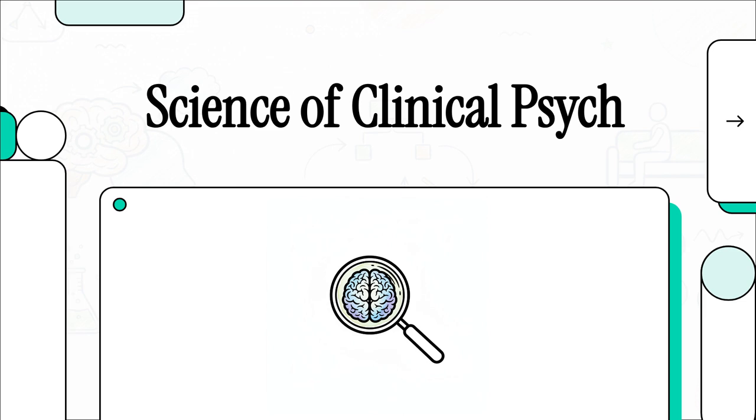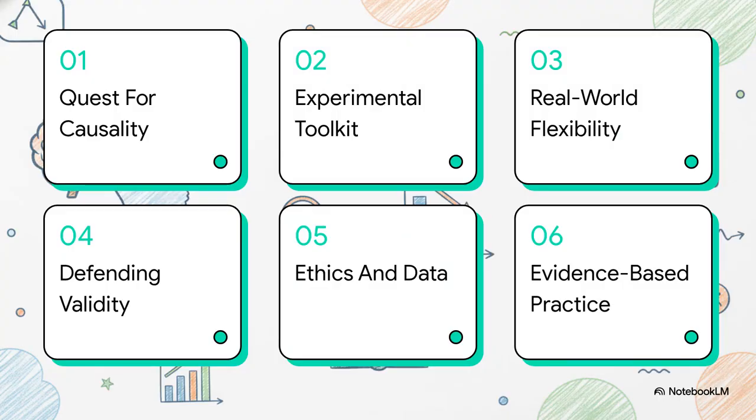Our goal today? We are going to teach you exactly how to think like a top-tier clinical researcher. To get us there, here's our game plan. We're taking 6 distinct steps to build an airtight case for evaluating psychological treatments. We'll start with the quest for causality, unpack the experimental toolkit, look at real-world flexibility, learn how to defend against validity threats, touch on ethics and data, and finally, wrap it up with evidence-based practice. So let's jump right in.